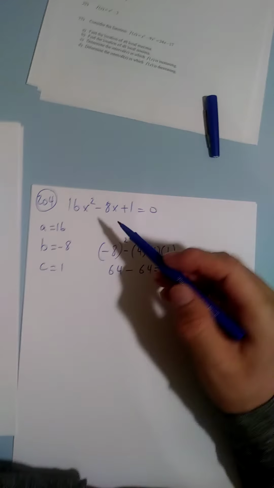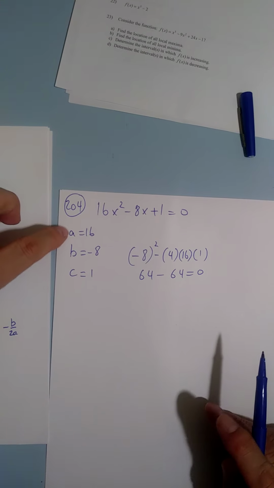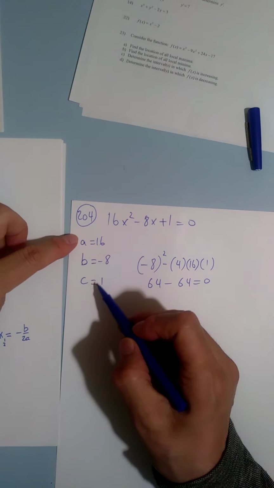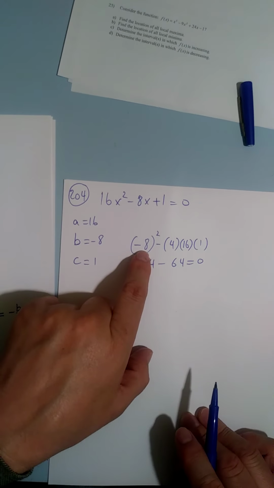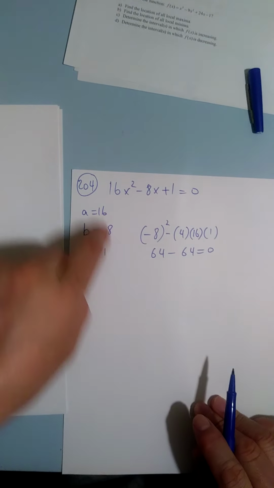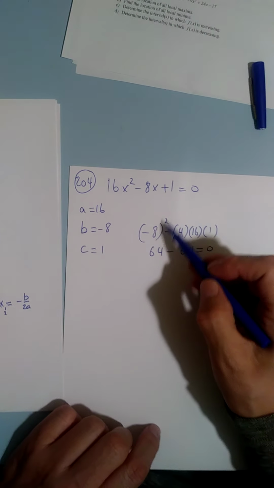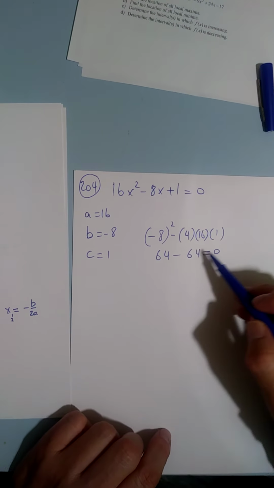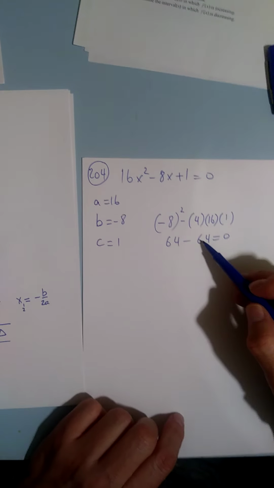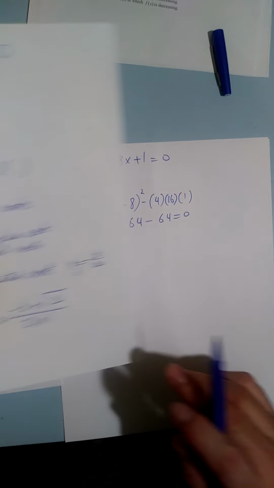The next equation is 16x squared minus 8x plus 1 equals 0. A equals 16, b equals negative 8, and c is 1. So put them in the discriminant, b squared minus 4ac: 8 squared minus 4 times 16 times 1. You need to watch out for the minus 8. The whole thing is squared. So negative 8 squared is a positive 64. Minus 4 times 16 times 1 is 64. And this gives us 0. This is the case where the roots are going to be repeated.